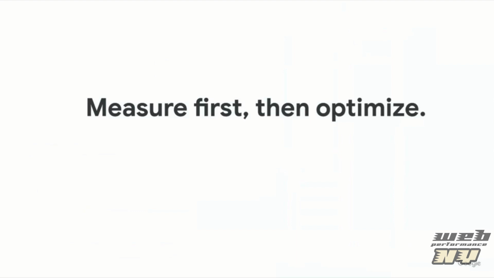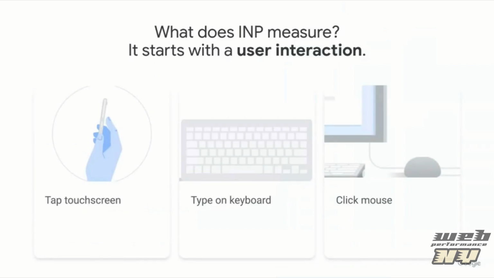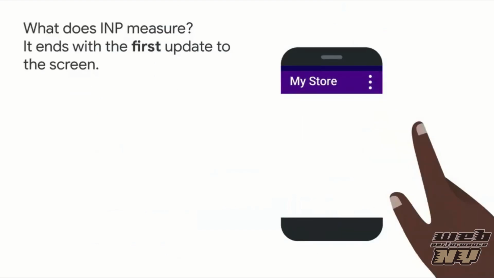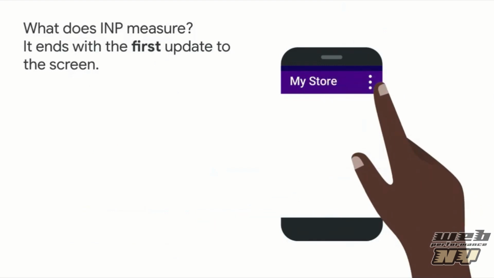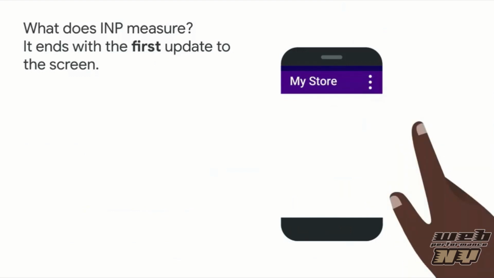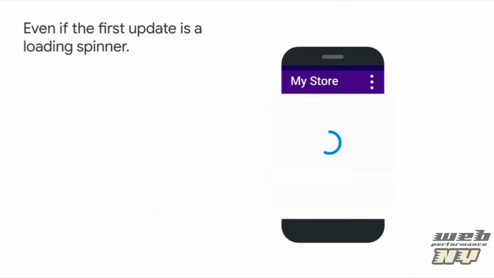Michael's going to go into a lot of detail about understanding and optimizing INP. But first, how do we measure this? It measures user interactions. That can be a tap on a touch screen, a click on a mouse, or a key press on a keyboard. And INP, this is important, just measures until the very first update to the screen, which could be a spinner. So we're not necessarily measuring all asynchronous tasks.